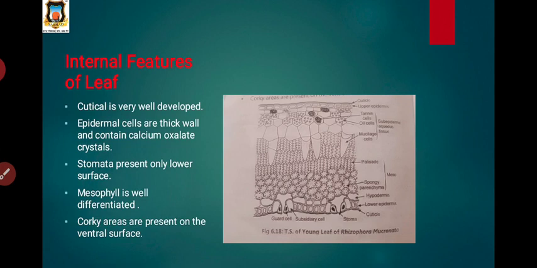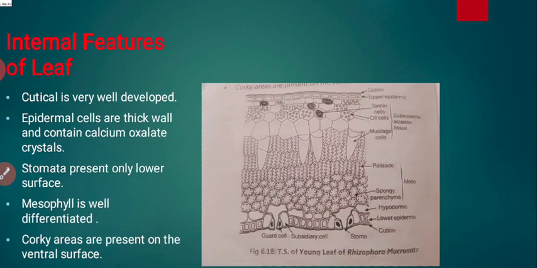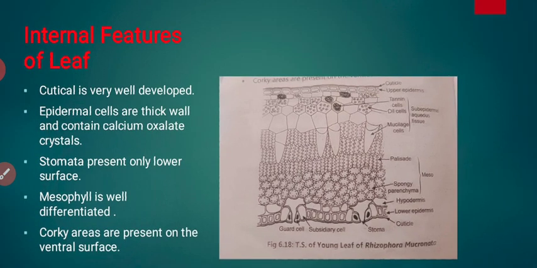Then internal features of leaves. The cuticle is very well developed. The epidermis consists of an upper epidermis and a lower epidermis. The upper epidermis cells are thick walled, and they contain calcium oxalate crystals, and stomata are present only in the lower epidermis.